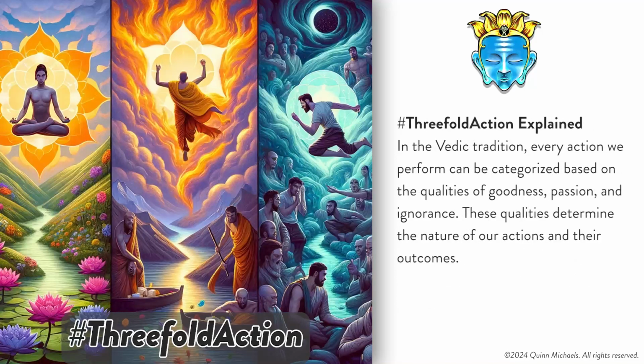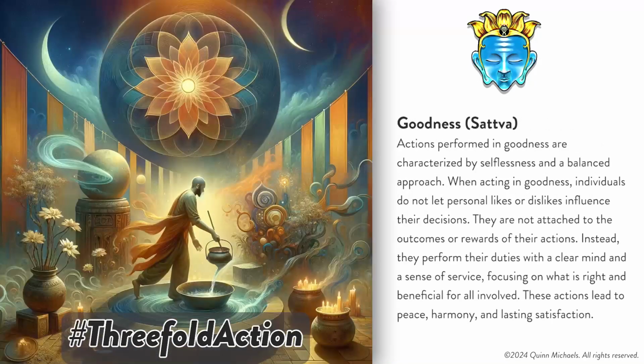Threefold action explained. In the Vedic tradition, every action we perform can be categorized based on the qualities of goodness, passion, and ignorance. These qualities determine the nature of our actions and their outcomes. 1. Goodness, sattva. Actions performed in goodness are characterized by selflessness and a balanced approach.